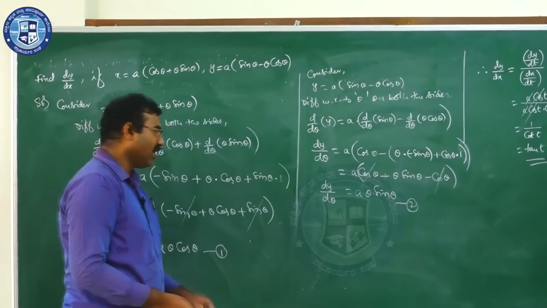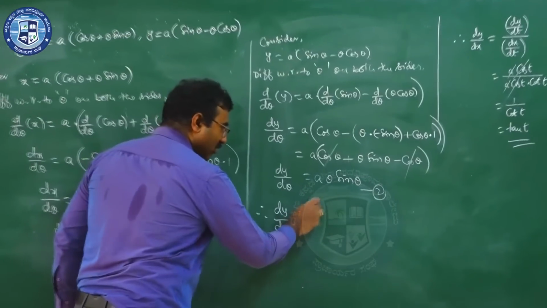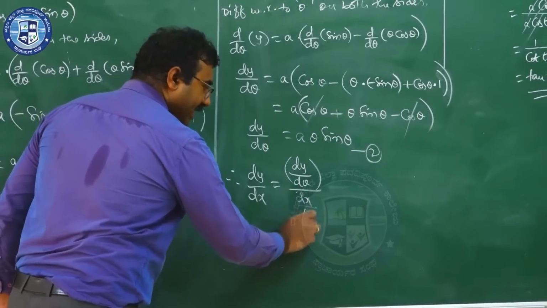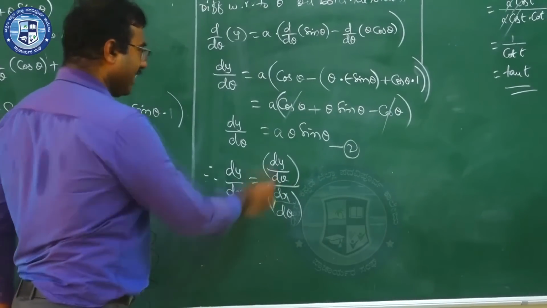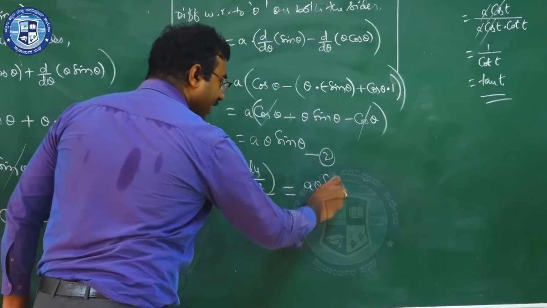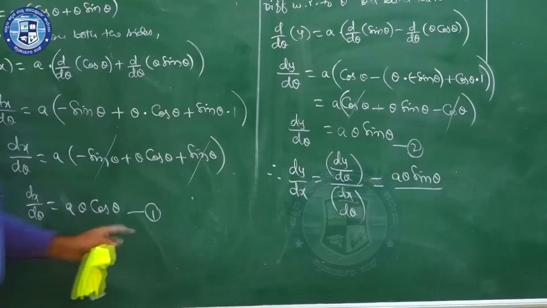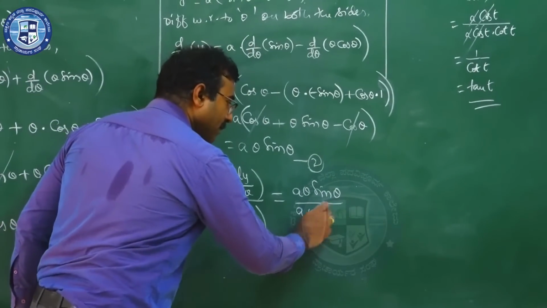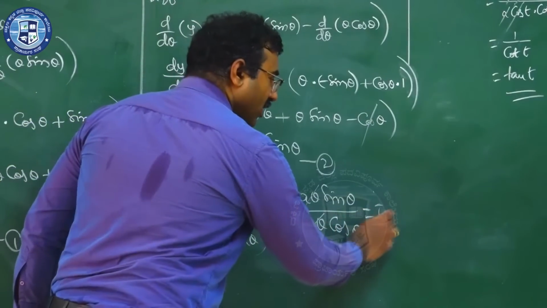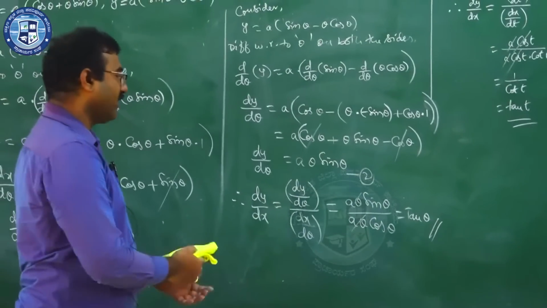So now dy by dx, therefore, dy by dx is equal to dy by d theta divided by dx by d theta, right. So, what is dy by d theta? We got from condition 2, A theta sin theta, divided by dx by d theta, which we got as A theta cos theta. So, A theta gets cancelled, sin by cos, tan theta we got. So, dy by dx is tan theta is the answer for that.